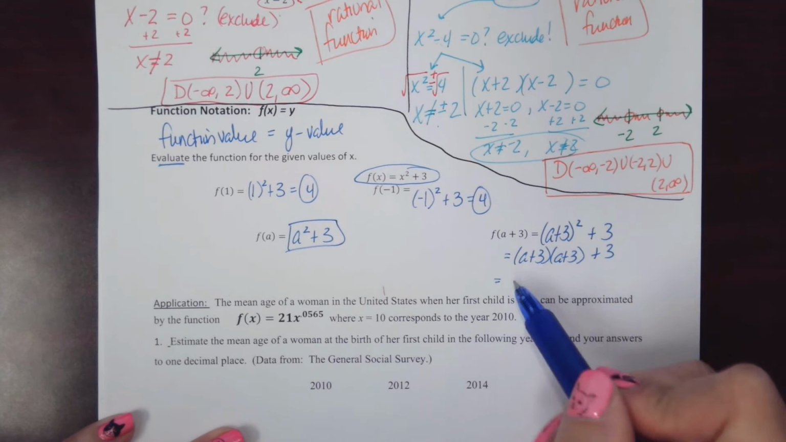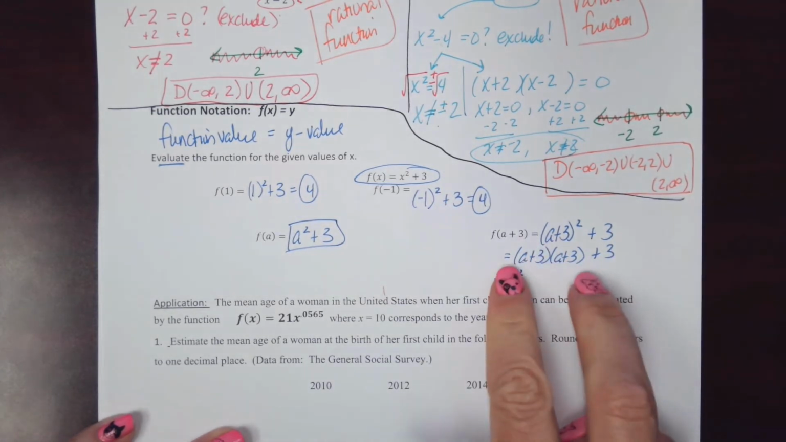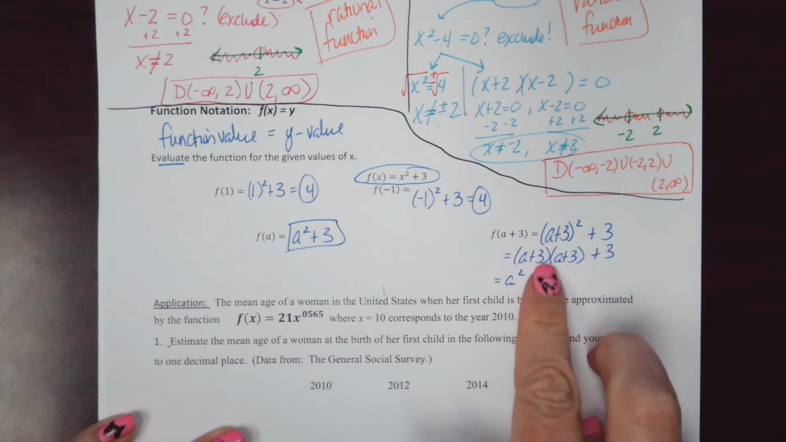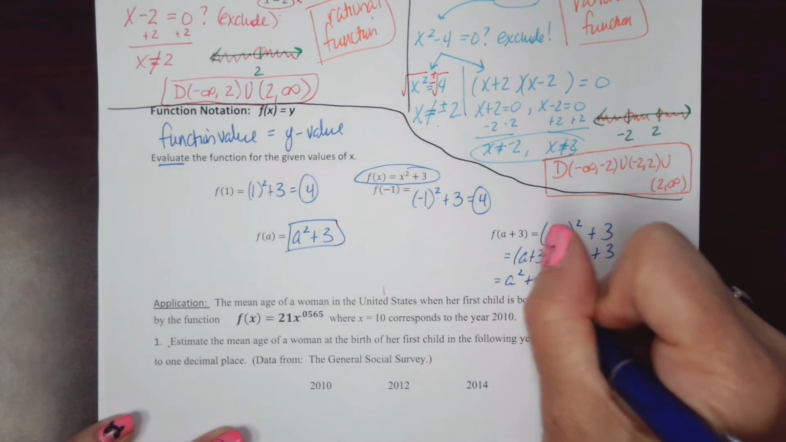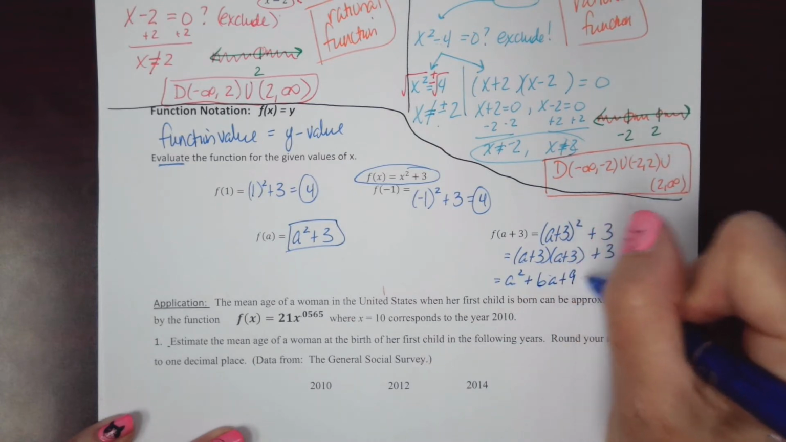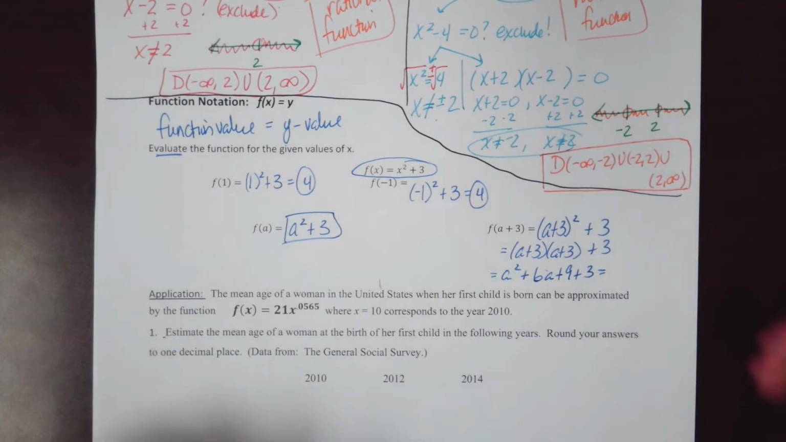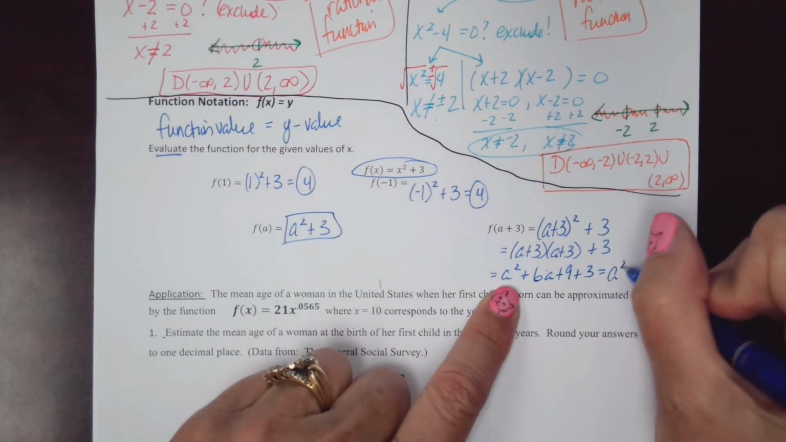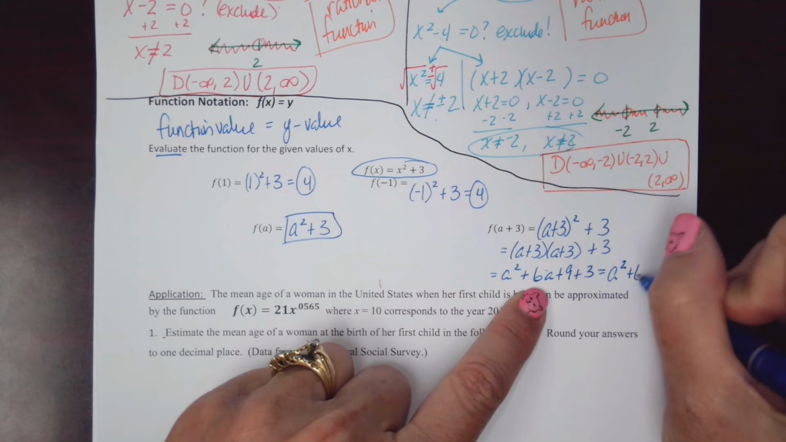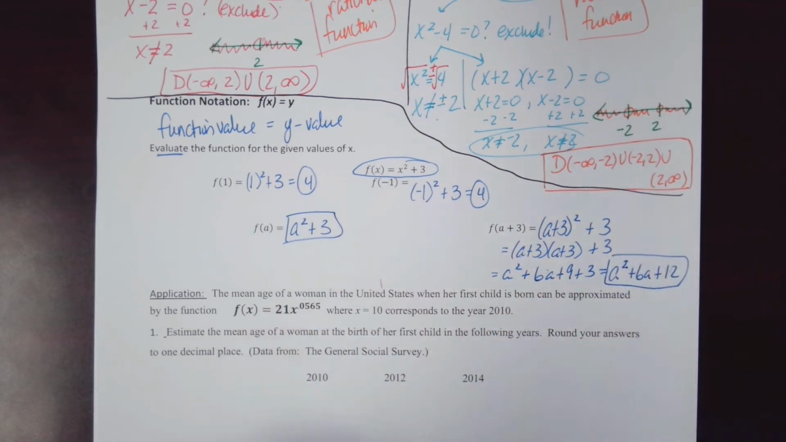If I FOIL it out, my first product, a times a, is a squared. My outside product is 3a, my inside product is 3a. That gives me a total of 6a, and then 3 times 3 is 9. And then I still have that plus 3 over here. So I need to combine like terms. And my result is a squared plus 6a. And then 9 and 3 is 12.